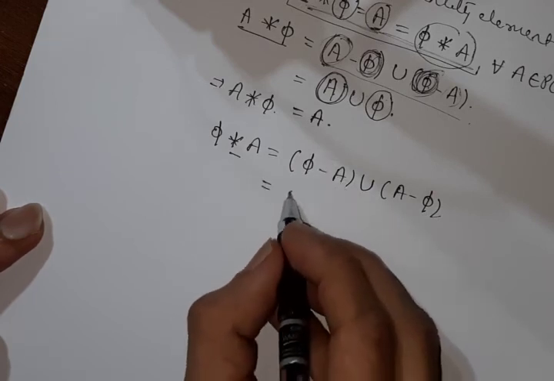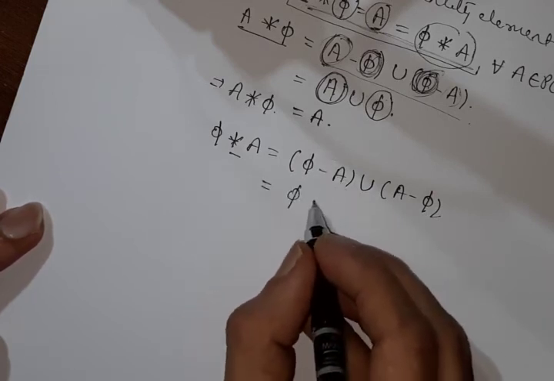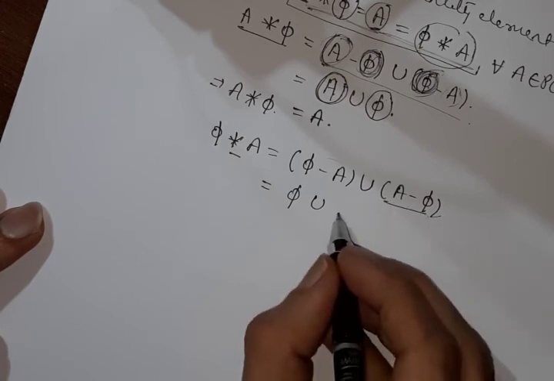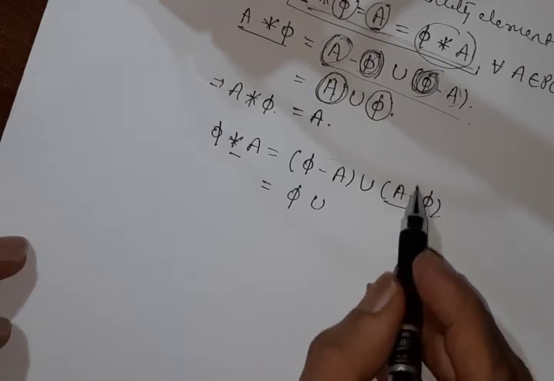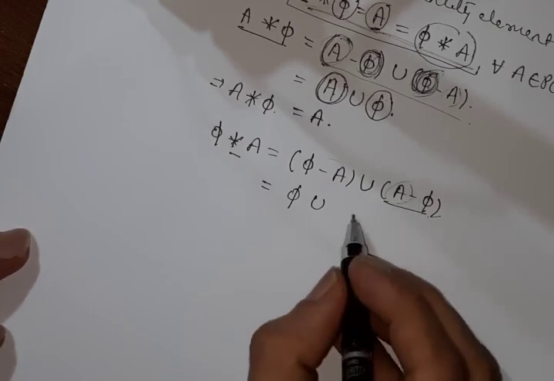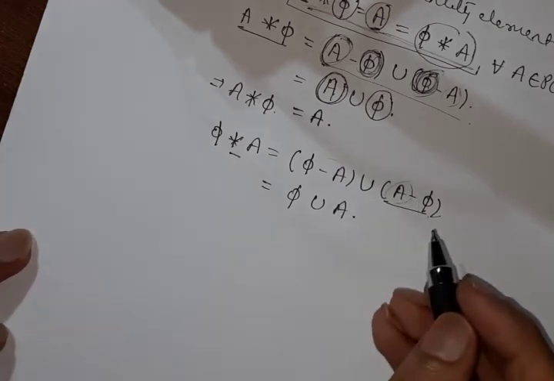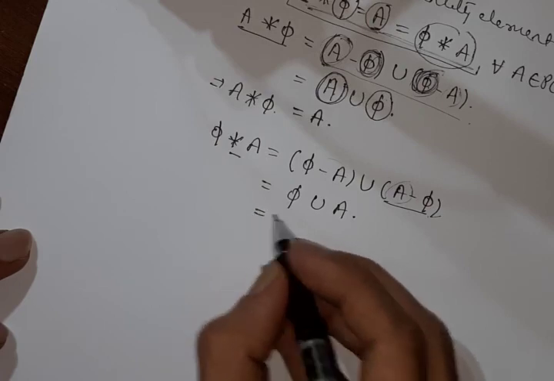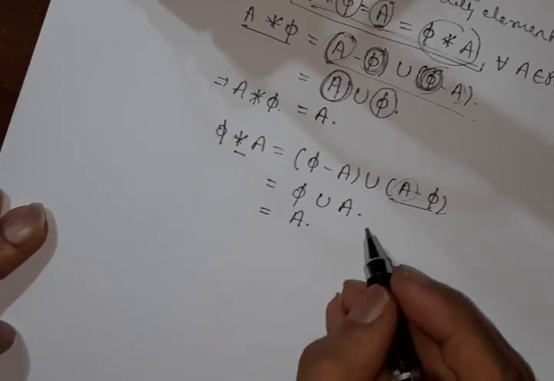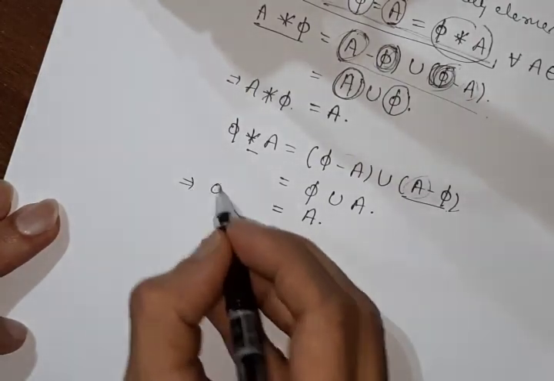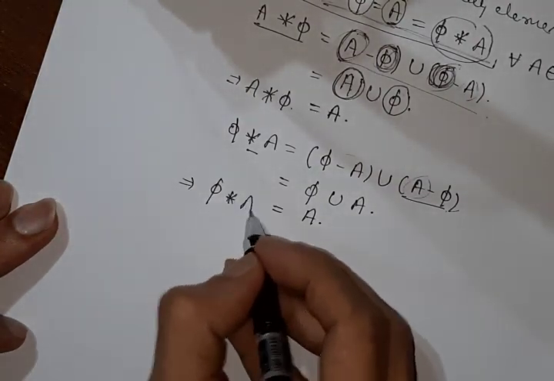Now which is equal to what? Empty set minus A will be nothing but the empty set again. Union A minus empty set will be what? You are removing the elements of the empty set from the set A, but there are no elements in the empty set, so only the set A will remain. So what you will get? Empty set union A will be A only, right? So this is empty set star A.